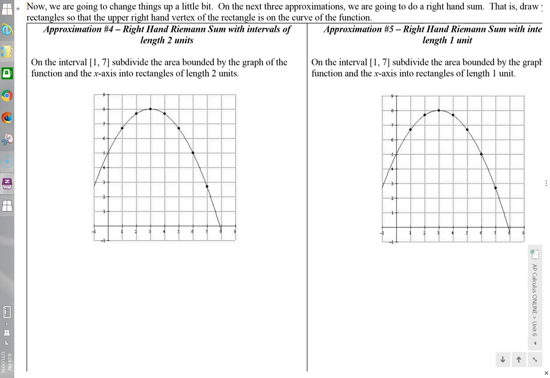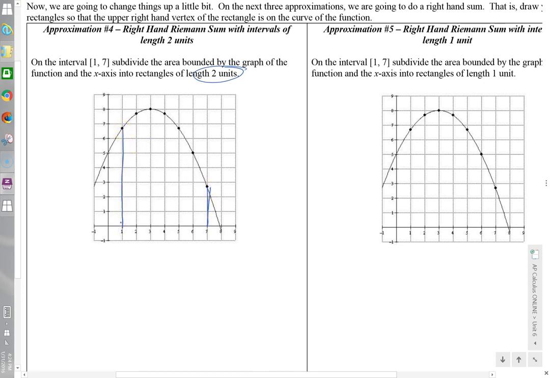So this time we're going to start from the right-hand edge of the rectangle and move to the left, and we're going to go with 2 units. So we started with 2 units, then we went with 1 unit, then we did 1/2 a unit, and now we're going back to 2 units from the other side. So again, we're still going from 1 to 7.